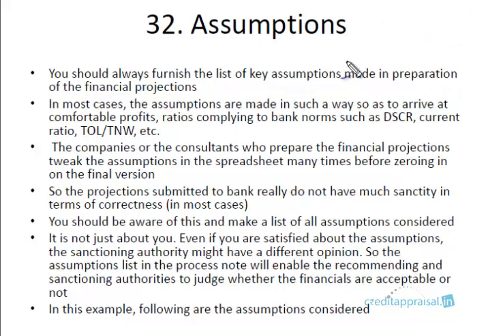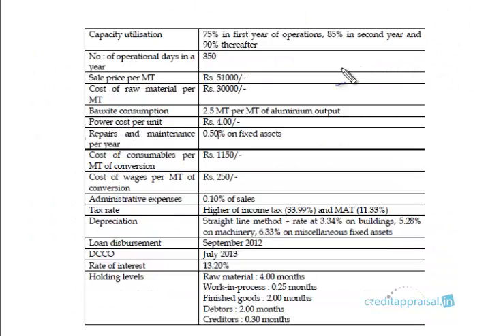So for this company PQR, let us assume these are the assumptions that the company has taken. Capacity utilization is 75% in the first year, 85% in the second year, and 90% thereafter. Number of operating days is 350. Sale price is 51,000 and 30,000. Again, you have to look at what is the prevailing market rate and what is the cost of raw material. You have to know what is the cost of bauxite per ton, or the cost of aluminium per ton. This you can get from some industry journals.